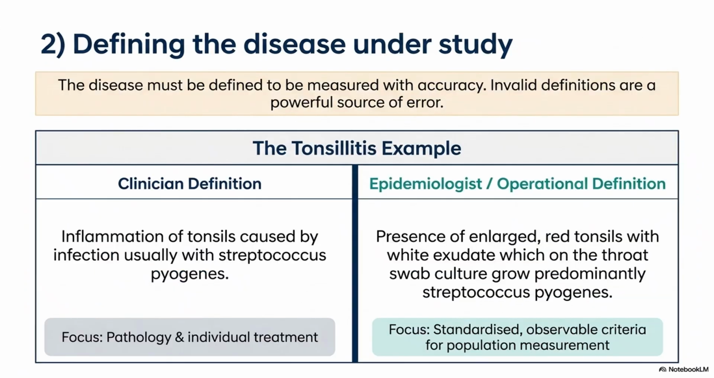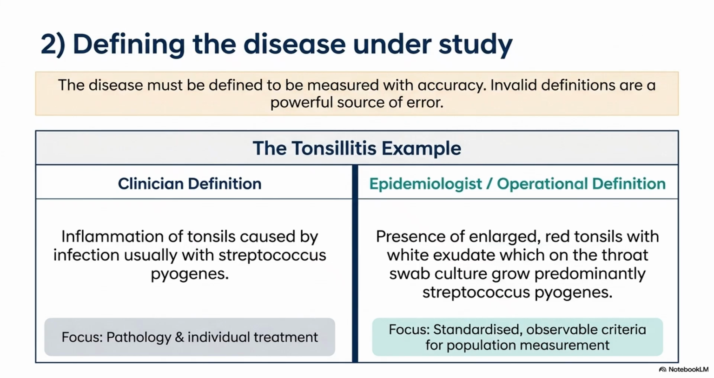And the second step is defining the disease under study. The disease must be defined so that we can measure with accuracy. And invalid definitions are a powerful source of errors. That means in the previous example itself, community A. In that community A population, the defined population, we should segregate them into diseased category and non-diseased category. To segregate into diseased category, we should have a proper definition for the disease under study. So for that, defining the disease under study is very important.